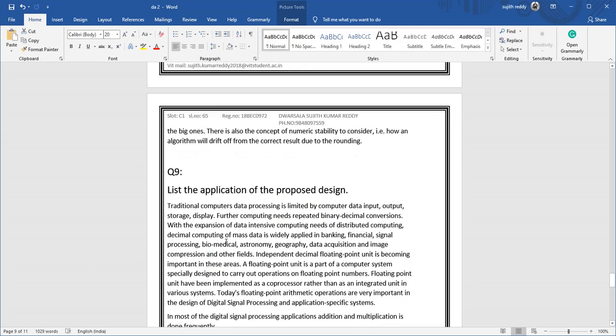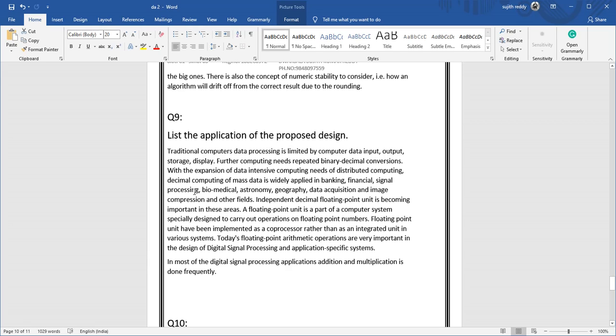Okay, the list of applications of the proposed design. Traditional computer data processing is limited by computer data input, output, storage, and display. Further, computing needs repeated binary decimal conversions. With the explosion of data intensive computing needing distributed power, decimal computing of massive data is widely applied in banking, financial, signal processing, biomedical, astronomy, geography, and also image compression and other fields. An independent decimal floating point unit is becoming important in these areas.